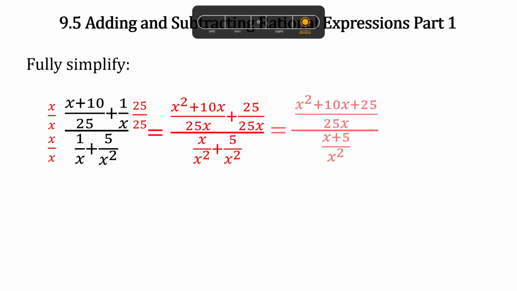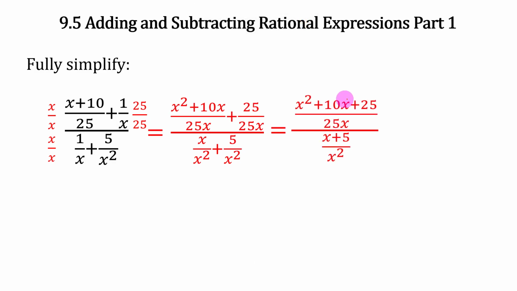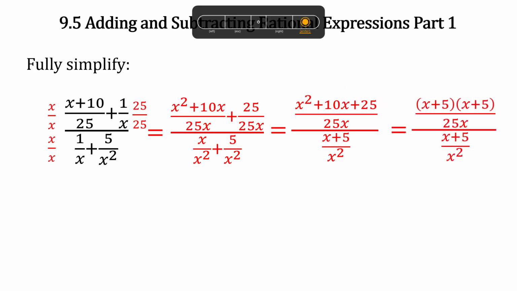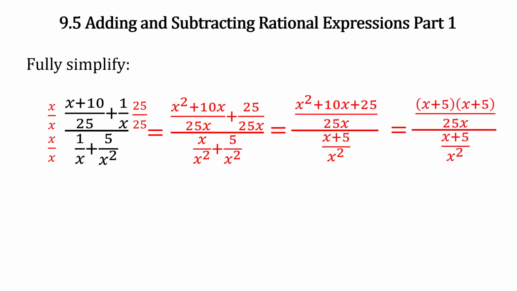Now we turn those into one fraction. I think I factored on the top. What multiplies to 25 and adds to 10 is 5 and 5. So it's going to be x plus 5 times x plus 5. There's nothing I can do on the bottom.